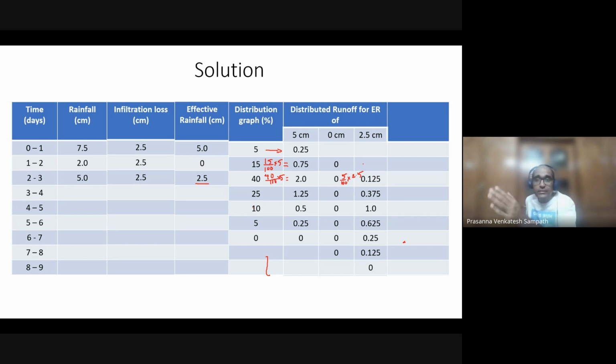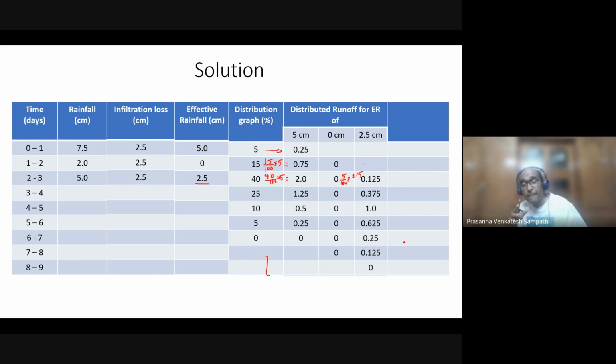I just add these three columns. So on the first day, how much runoff will I produce? 0.25 centimeters. On the second day, I'll produce 0.75 centimeters. On the third day, I'll produce 2 plus 0 plus 0.125, 2.125. On the fourth day, it will be 1.25 plus 0 plus 0.375, and so on.